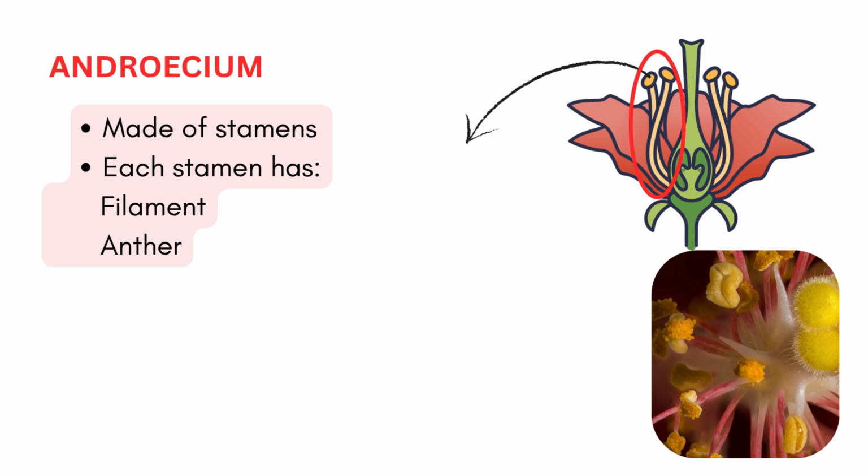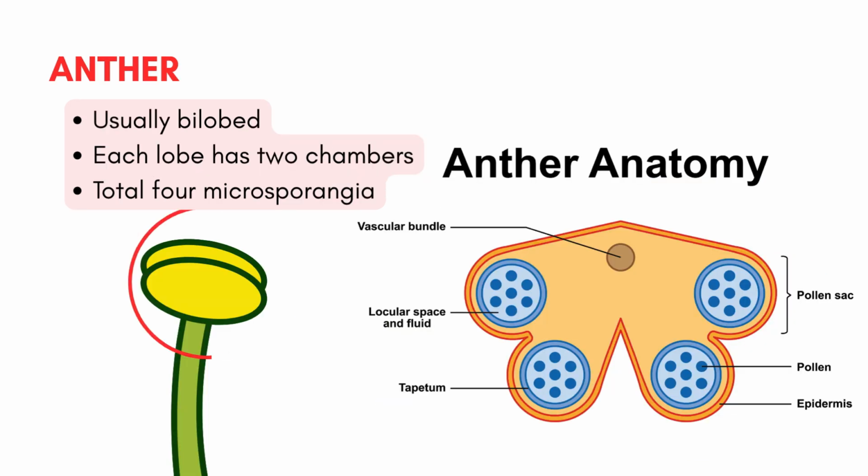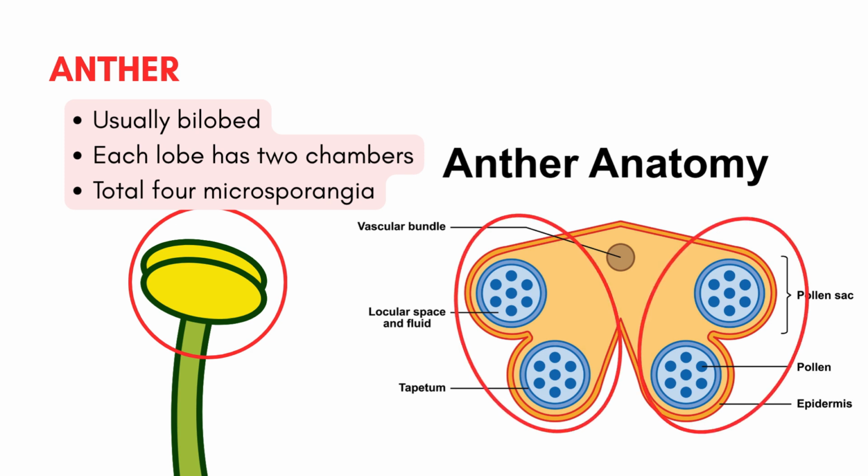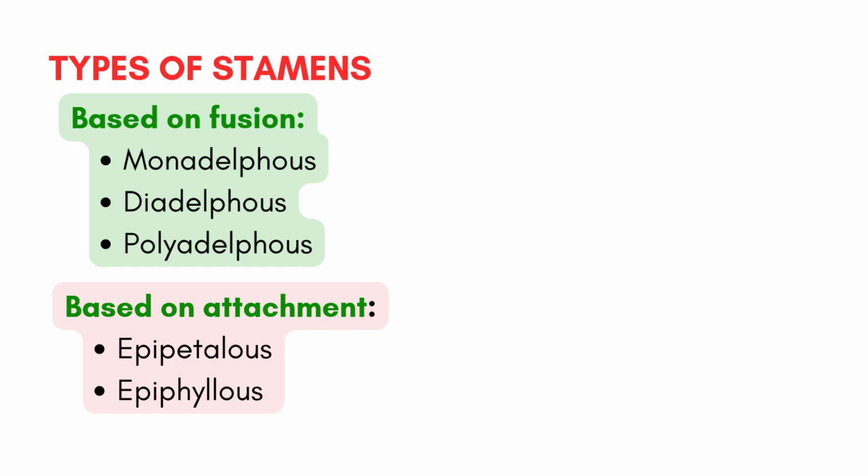The androecium is made up of stamens. Each stamen consists of a filament and an anther. The anther is usually bilobed and each lobe contains 2 chambers, making a total of 4 sporangia. A sterile stamen is called staminode. Stamens may be fused or free.